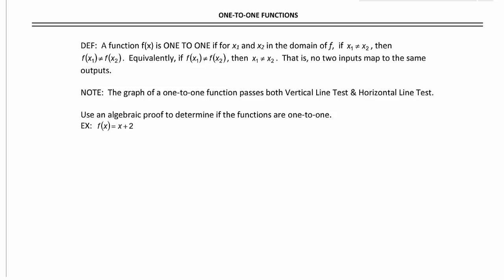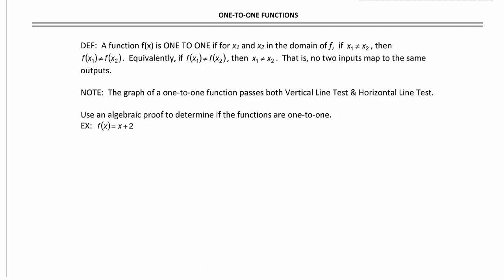In this video, we'll be discussing one-to-one functions and using algebraic proofs to determine whether a given function is one-to-one or not. Well, a function f of x is one-to-one if for x1 and x2 in the domain of f, if x1 doesn't equal x2, then f of x1 won't equal f of x2 either. Equivalently, if f of x1 doesn't equal f of x2, then x1 won't equal x2 either. That is, no two inputs map to the same outputs.